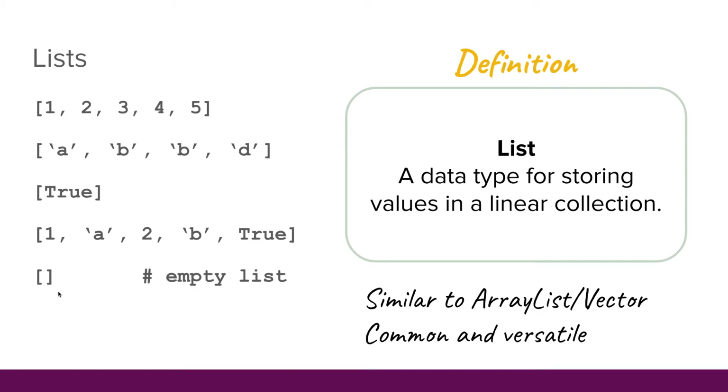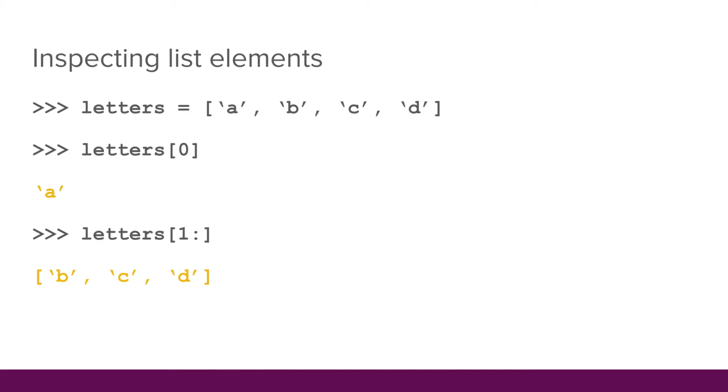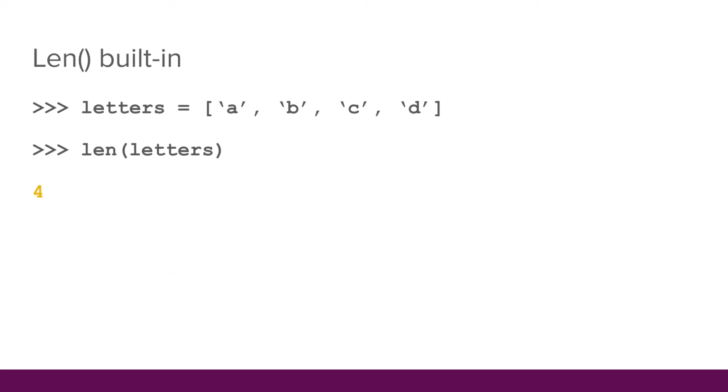The big trick about lists is that it's a linear collection, and duplicates are totally allowed. If you want to see what's inside of it, you can index in just like you would with a string, and you can also slice it, just like you would slice a string. One thing that's super handy is the length built-in. You can call length on strings, on tuples, on all sorts of different types, and it'll just give you the length of the container.